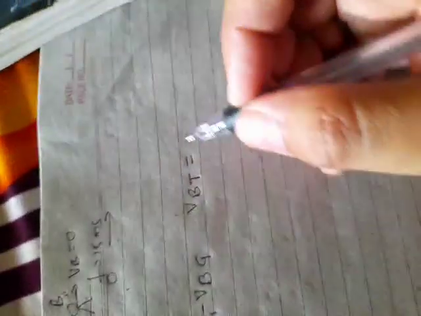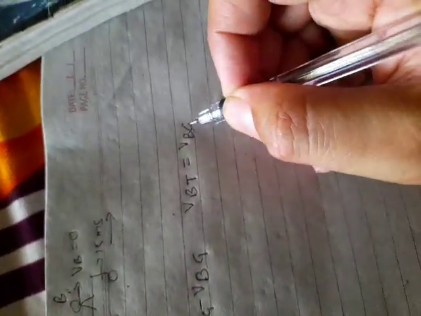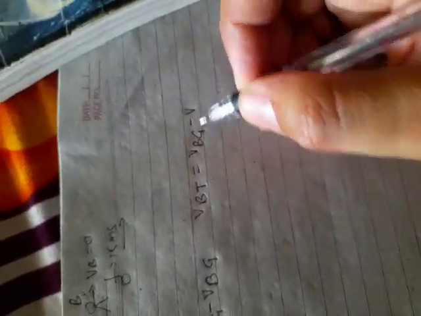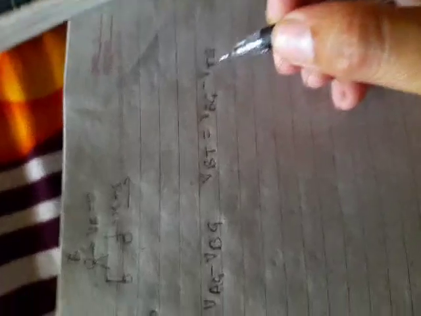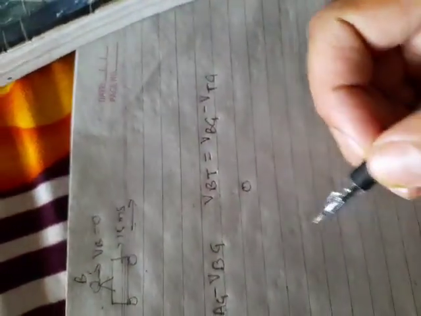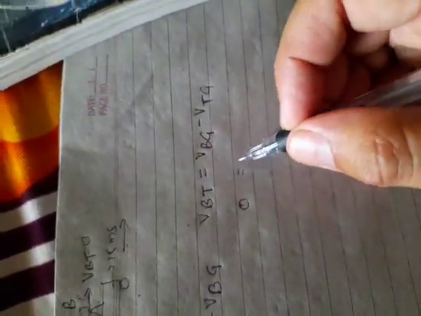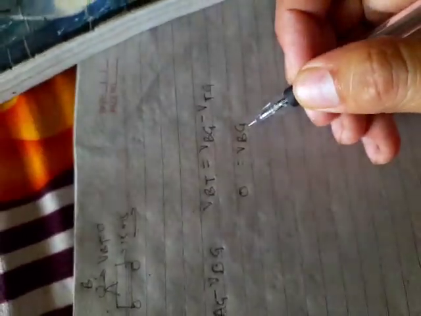Clear? Then how will you write? Velocity of y with respect to ground minus velocity of trolley with respect to ground. These things you will do. Clear now? So what is the velocity of y with respect to trolley? Nothing. That is 0. And velocity of y with respect to ground we have to find out.